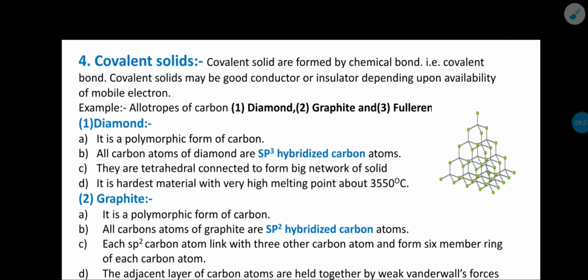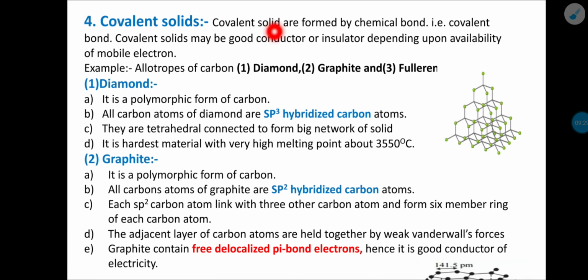Last is covalent solid. Covalent solids are formed by a chemical bond, that is, covalent bond. We know the different chemical bonds: ionic bond, covalent bonds, etc. Covalent solids may be good conductors or may be insulators depending upon the availability of free or mobile electrons. Example: allotropes of carbon are covalent solids. Diamond, graphite, fullerene.